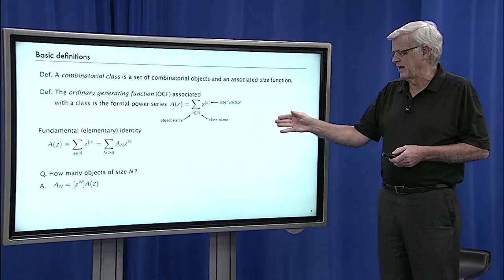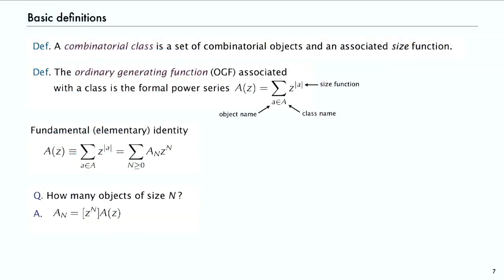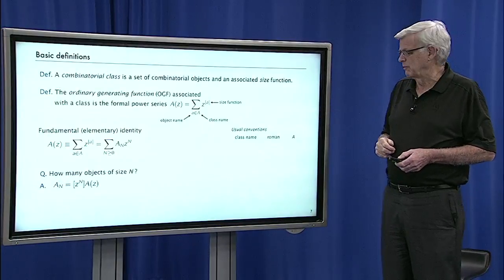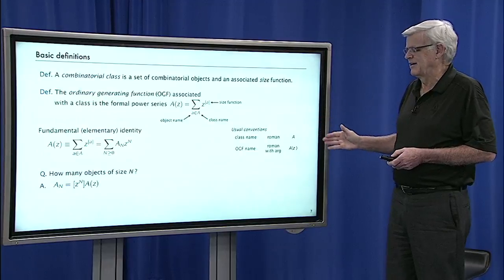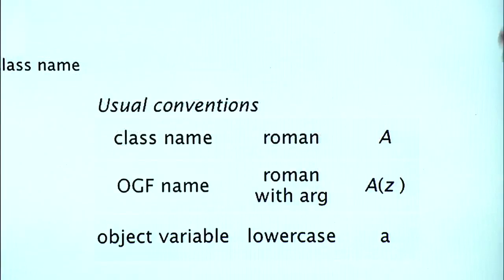And we refer to that with the notation square bracket z to the n, that means the coefficient of z to the n in A of z. That's a sub n. And again, I mentioned the conventions. Usually we try to use a Roman letter for the class name. For the generating function name, it's the same letter with an argument.